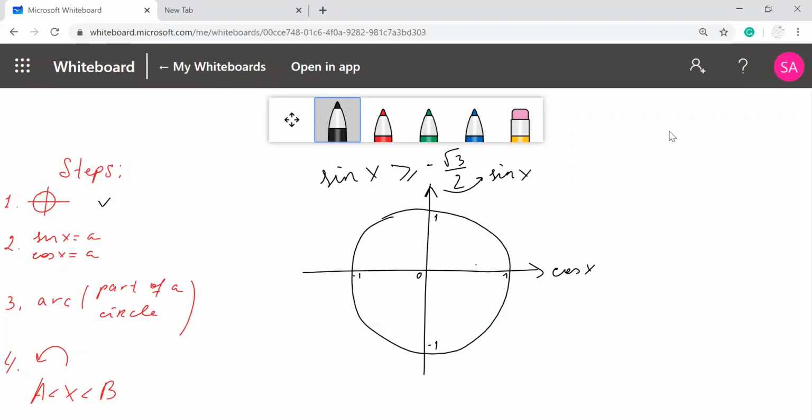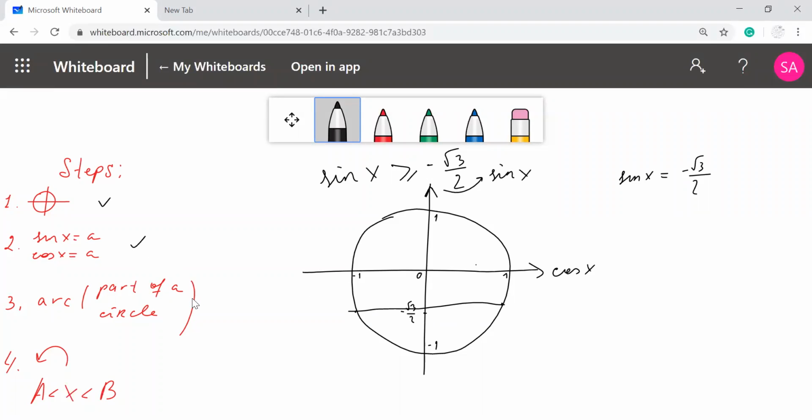Our next step would be indicating, in our case, sin x that is equal to negative root 3 over 2. Instead of a, we have negative root 3 over 2. So let's look at the sine axis. Here we can see that negative root 3 over 2 would be somewhere in between 0 and negative 1, right? It would be somewhere over here. Okay. Now the second step is also done.